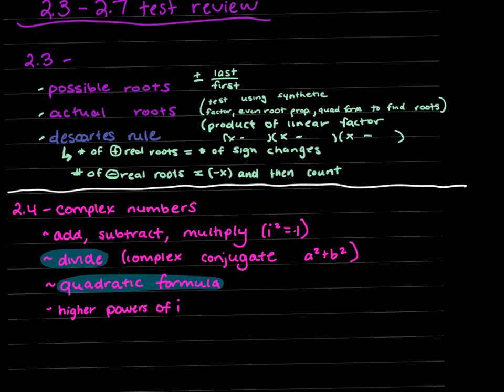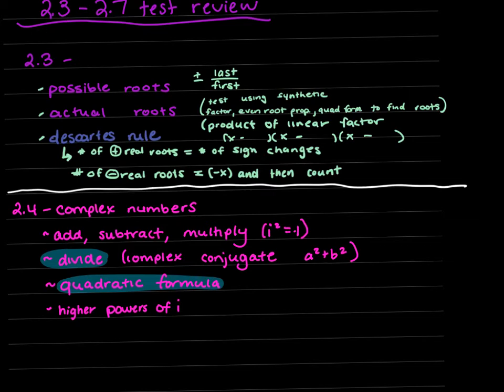2.4 was your complex numbers, your i's. We added, subtracted, and multiplied, remembering to replace the i squareds with negative 1s. We divided, and this is what's on Thursday's part. You're going to have to rationalize the denominator by multiplying by the complex conjugate. Remember the shortcut a squared plus b squared can be used on the denominators there.